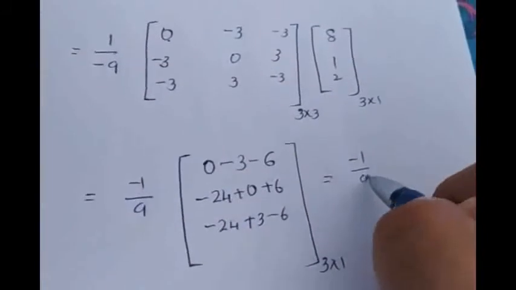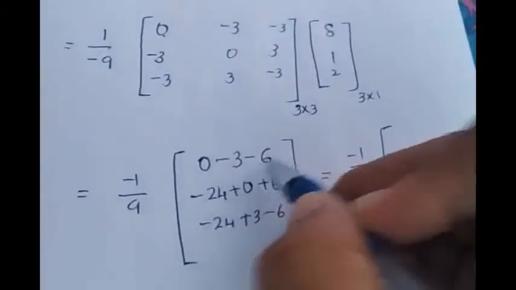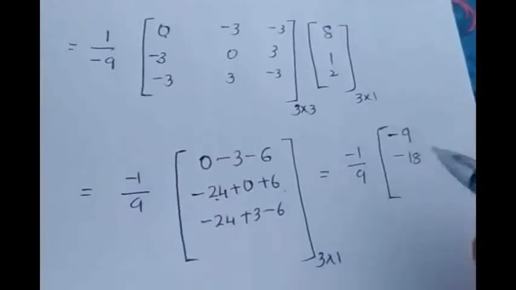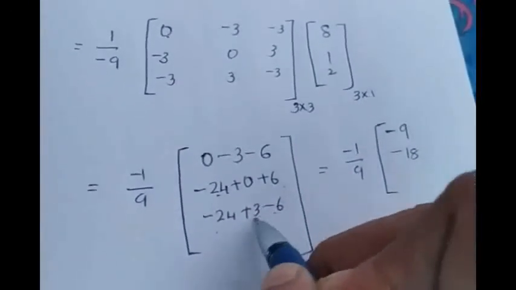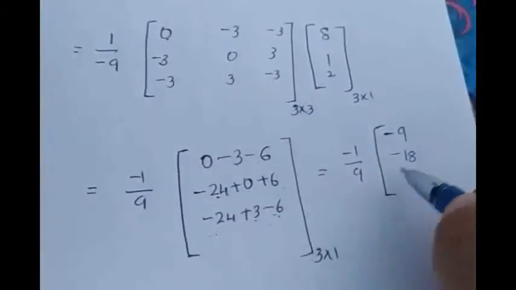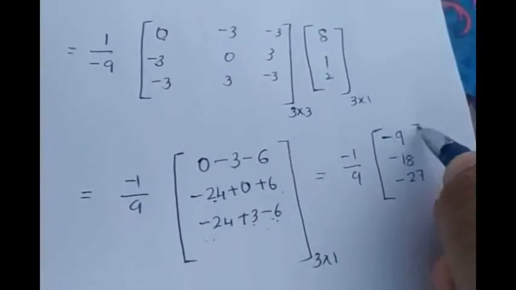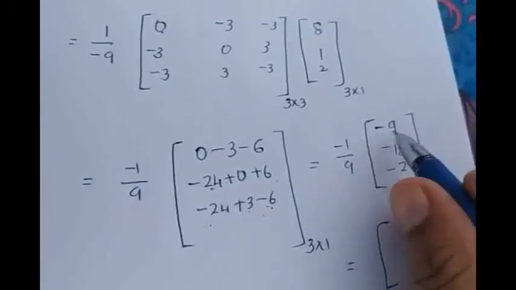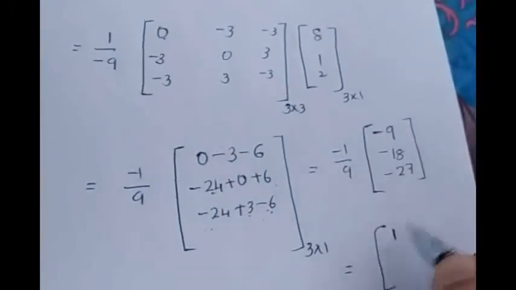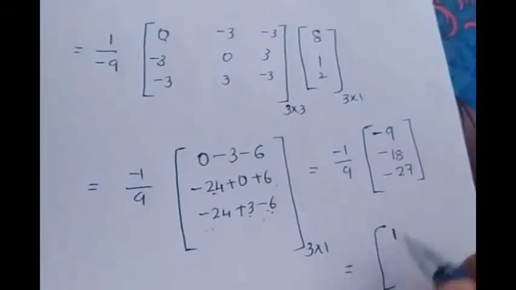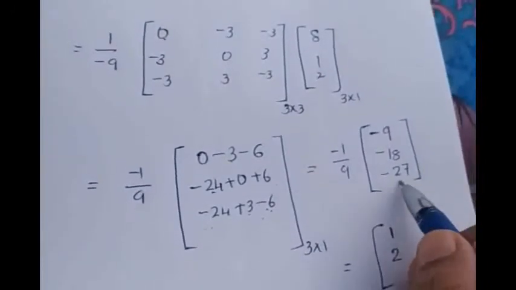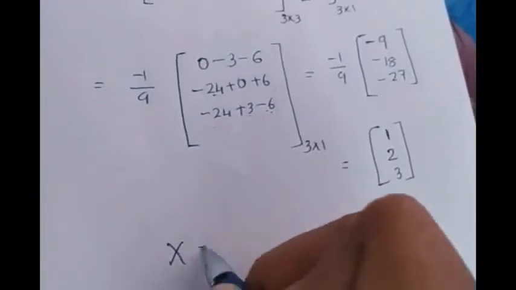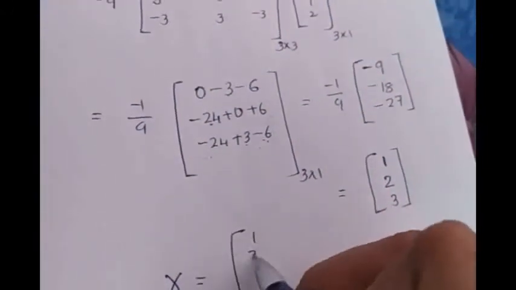So again minus 1 by 9 into the first term, minus 3 minus 6 is minus 9. Minus 24 plus 6 is minus 18, and minus 24, this is actually minus 3, isn't it? So minus 24 minus 3 gives you minus 27. And if I am multiplying with this minus 1 by 9, I will get minus 9 by minus 9, which gives you 1. Again minus 18 by minus 9, which gives you 2. And minus 27 by minus 9, which gives you 3. So we are getting X as column matrix 1, 2, 3.